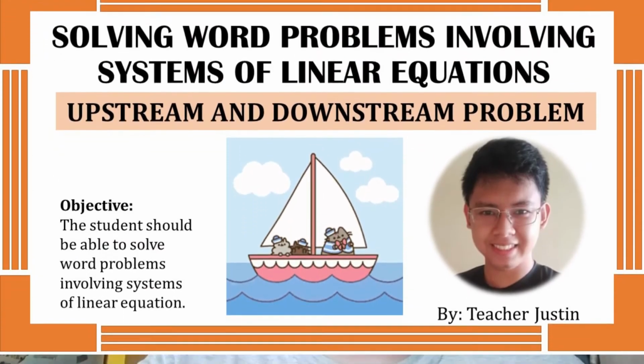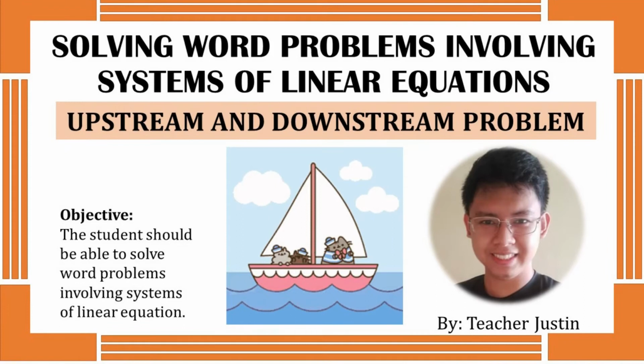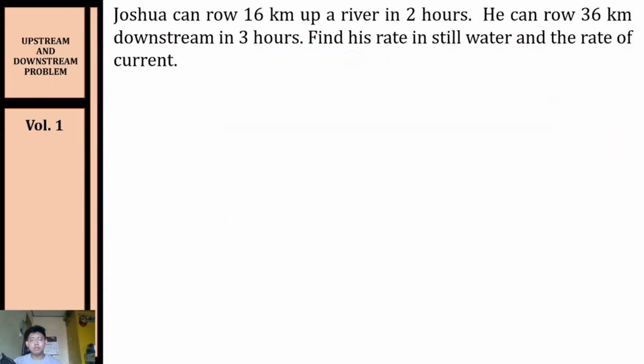On today's topic, we're going to talk about solving upstream and downstream problems involving systems of linear equations. Let's have an example. Joshua can row 16 kilometers up a river in 2 hours. He can row 36 kilometers downstream in 3 hours. Find his rate in still water and the rate of the current.